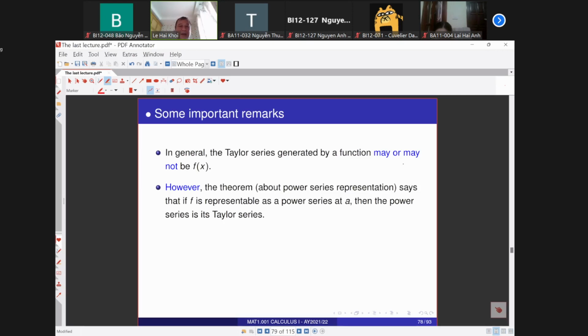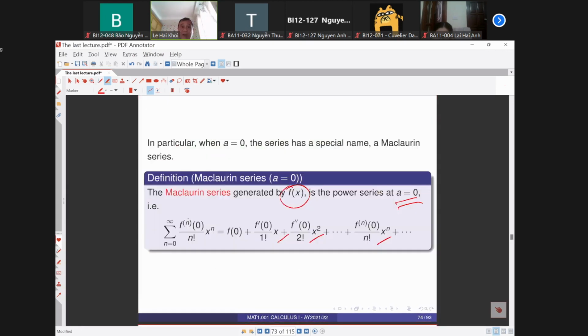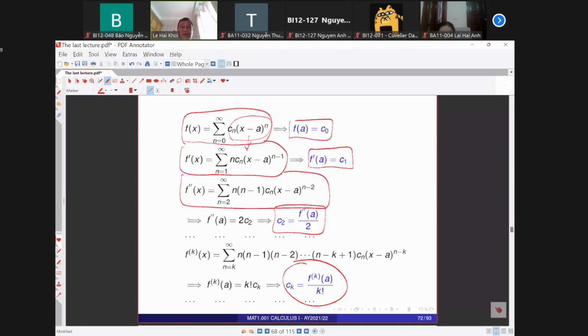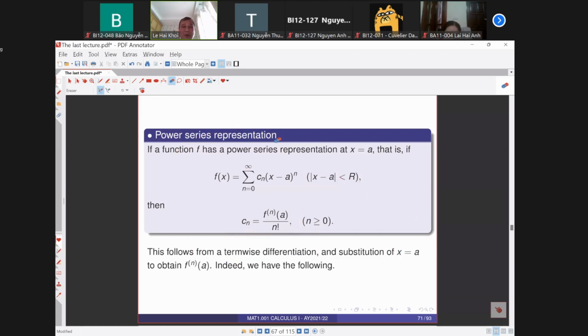However, the theorem about power series representation says that if f can be represented as a power series, then that power series and its Taylor series are the same. Cái câu này chính là cái phần đầu chúng ta nói đến đây này. Các em phải xem lại, chỗ này là rất là khó đấy nhé, nên là phải chú ý. Và vì thế tôi muốn nói bằng tiếng Việt cái chỗ này cho các em hiểu. Đây này, các em nhìn lại cái định lý này ban đầu này. Nếu như f có power series representation, tức là f có cái dạng này.